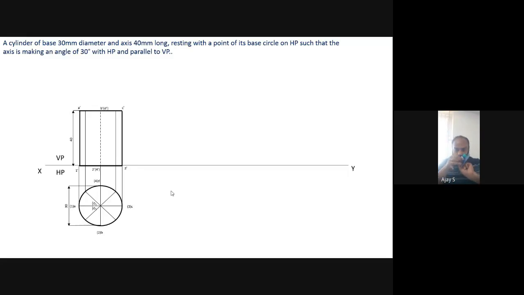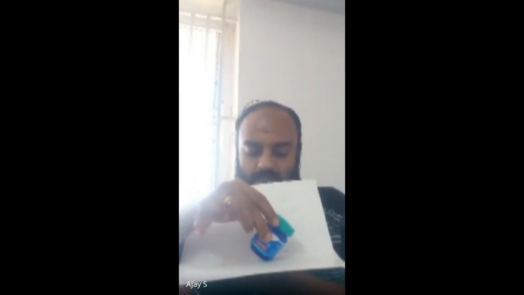Okay, so this axis, it will have an axis over here like this. This axis, the entire thing will be at an angle of 30 degree to HP. This thing will be 30 degree to HP like this. So over here, I need to construct this entire diagram like this. So whatever cylinder I have over here, that cylinder will be inclined by this axis at 30 degree.